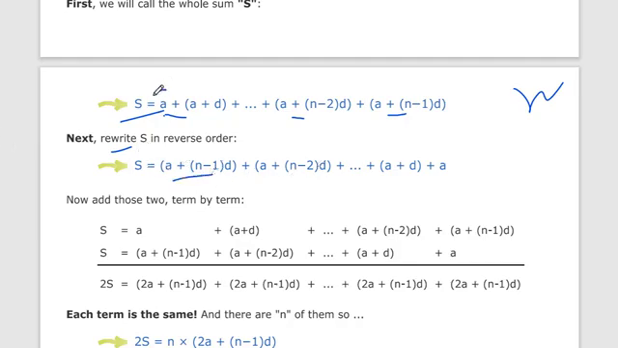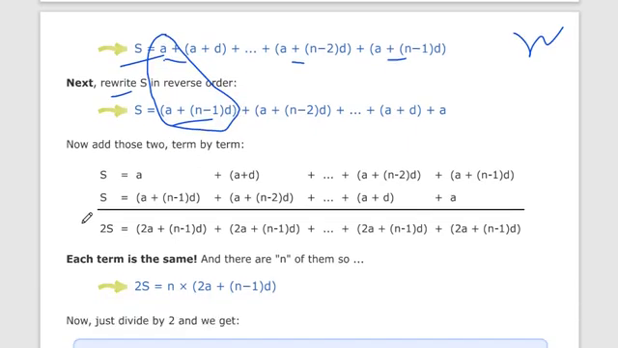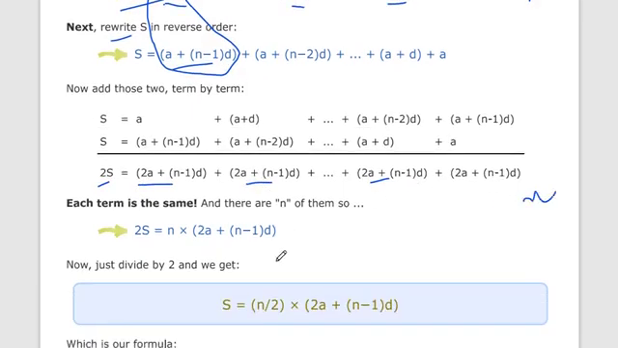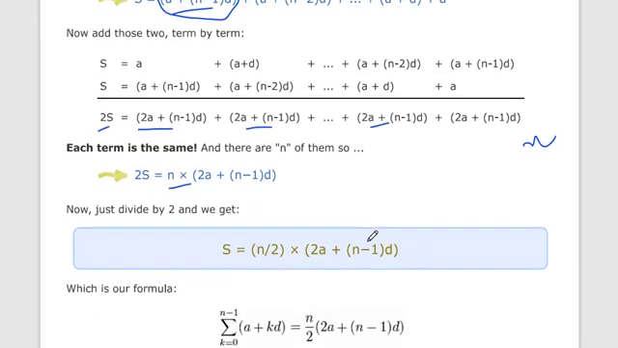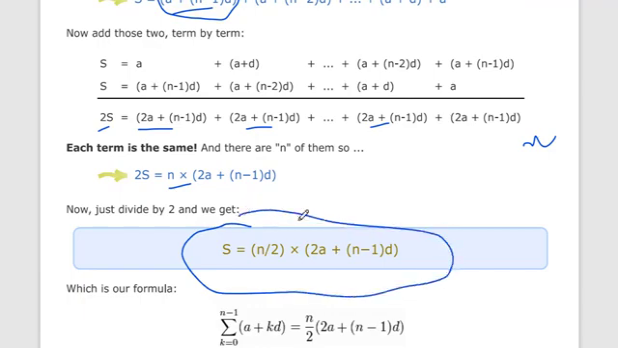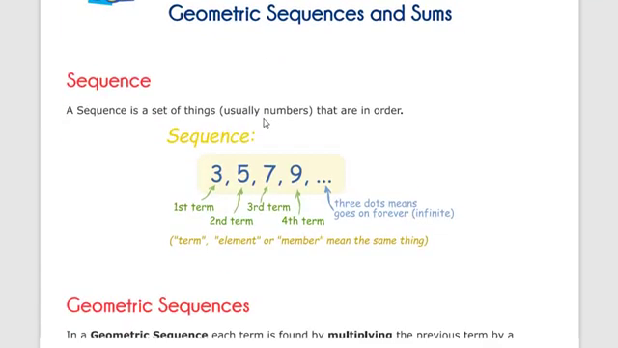Now add both equations, adding the first terms together and so on. So we get 2S, with 2a plus (n minus 1)d in each place. You can see that each term is the same. We have n terms, so the addition of these n same terms is n multiplied by this term. So we get 2S equal to n into (2a plus (n minus 1)d). So the overall summation of the arithmetic sequence is n by 2 into (2a plus (n minus 1)d). Next is our geometric sequence.